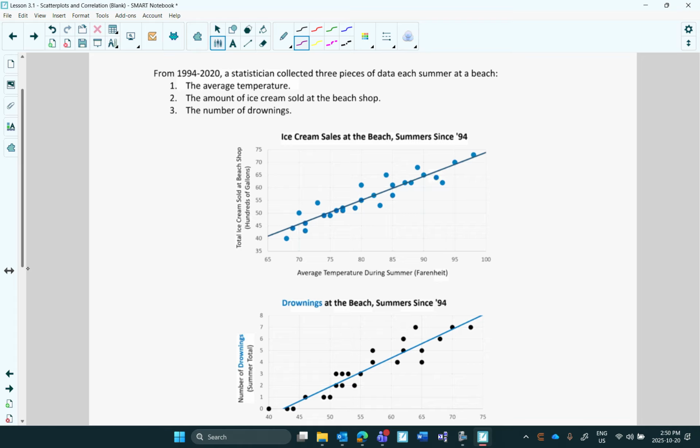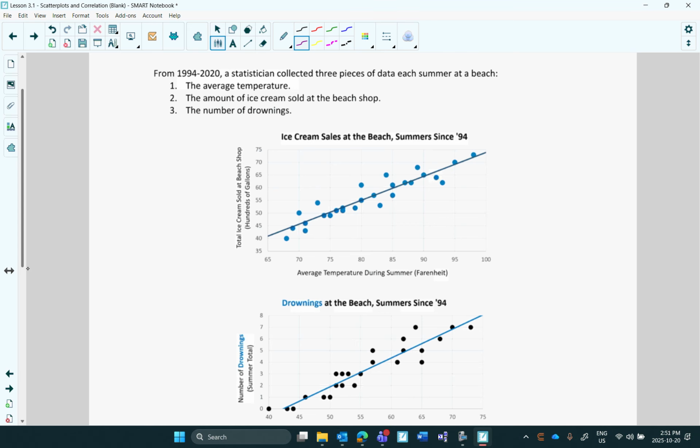Stop pinging. Okay. Describe this relationship for me. 4 things. Positive, strong, no outliers, linear.